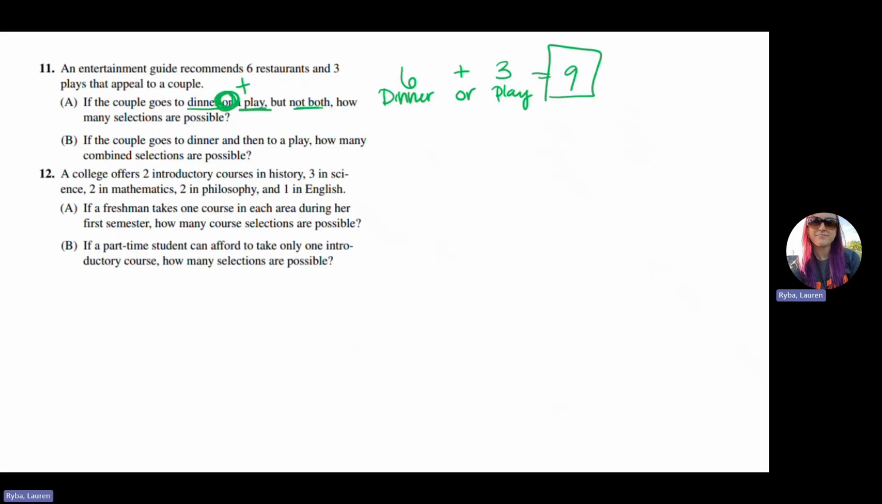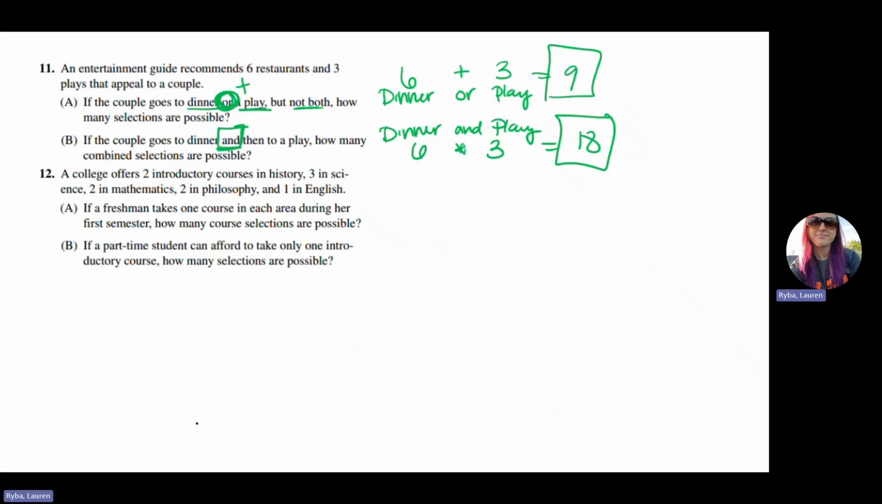Now, B says if the couple goes to dinner and a play, keyword and, it means I'm going to multiply. So dinner and a play means 6 times 3 to get 18. So the key for these is you just have to read them carefully.